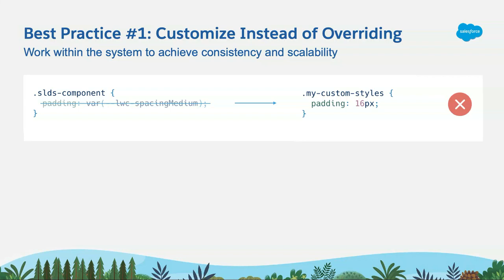So in this example, on the left, we have a generic SLDS component with a padding that is set to a design token. On our right is our custom CSS. We've overridden the padding value with our own hard-coded value of 16 pixels. Now this might seem like a small, innocent change, but there are a lot of negative outcomes that can come from this.